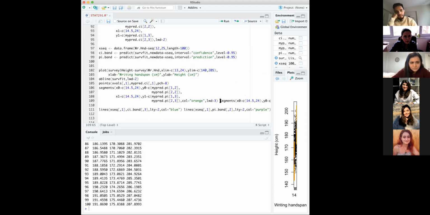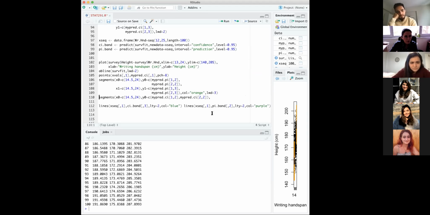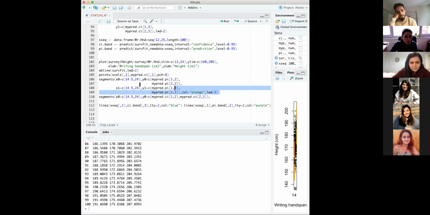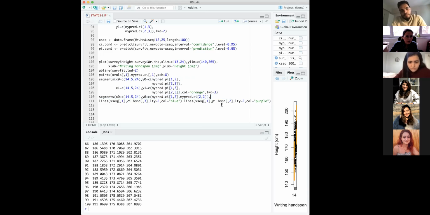Okay, here is my second segment. The first one is going to be orange and for prediction intervals. And the second one is going to be for confidence intervals in here. And maybe I can just delete this part. Let me write this one more time because I think it's not okay now.